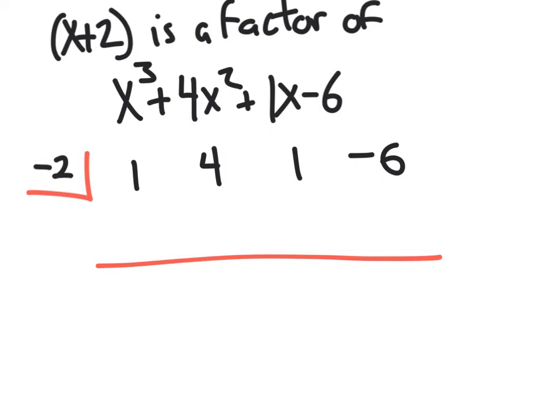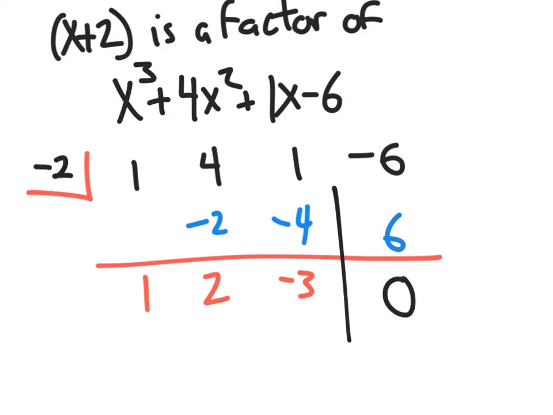The 1 comes down, and then -2 times 1, what do I get? -2. And then as we go down, 4 and -2, what do we get? We get 2. Okay, and as we go this way, -2 times 2, what do we get? -4. And then as we go down, 1 and -4, what do we get? -3. And as we go this way, -2 times -3, what do we get? 6. And guess what? This is our remainder. And what's our remainder? 0, of course.